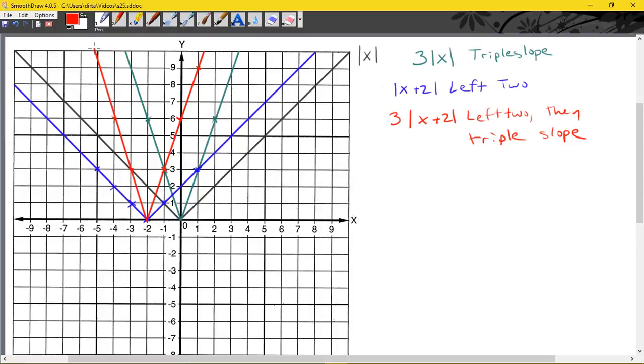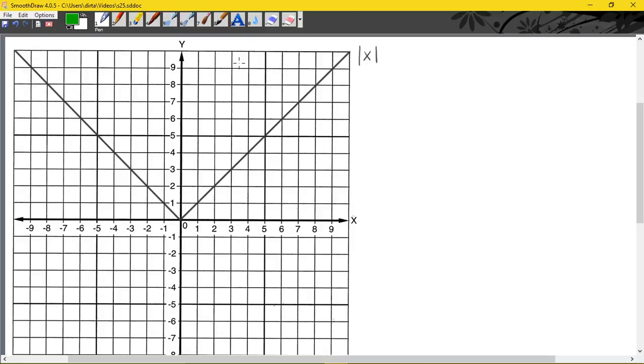Alright, there we go. Now you can see that it's 2 to the left from our triple slope. 2 to the left from the triple. Cool. What else can we do with this?